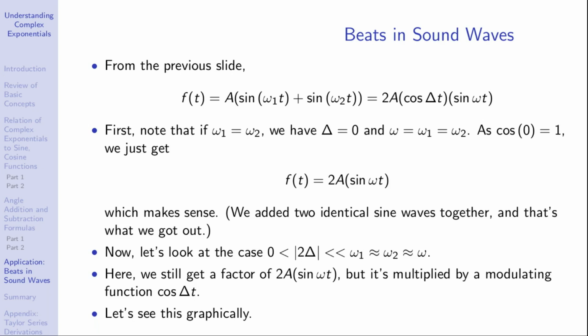Okay, now let's look at the case where 2 delta is not 0, but the absolute value of 2 delta is much less than omega 1, and omega 1 and omega 2 and omega are all very similar to each other. Here, we still get a factor of 2a sine omega t, but it's multiplied by a modulating function, cosine delta t. Let's see this graphically.